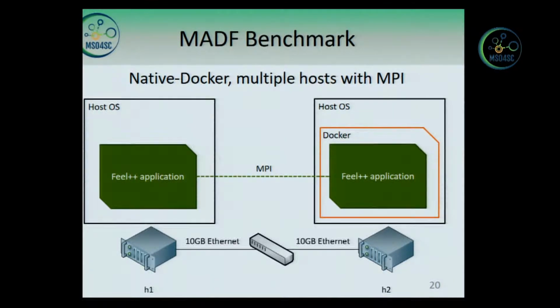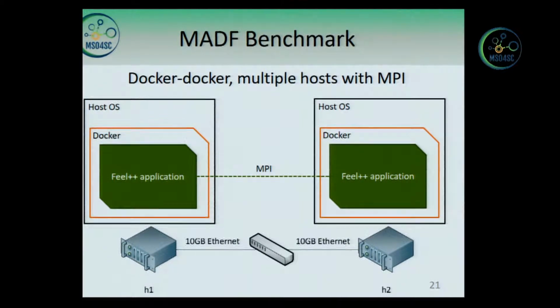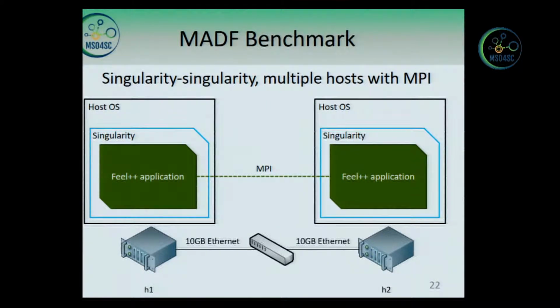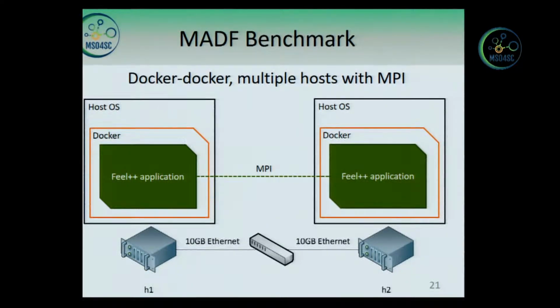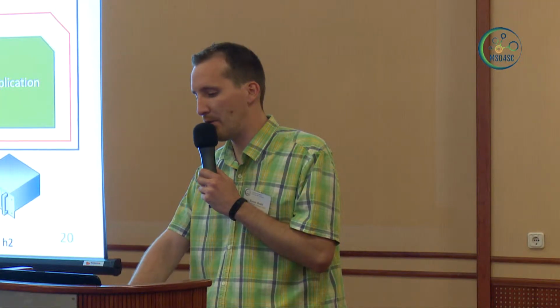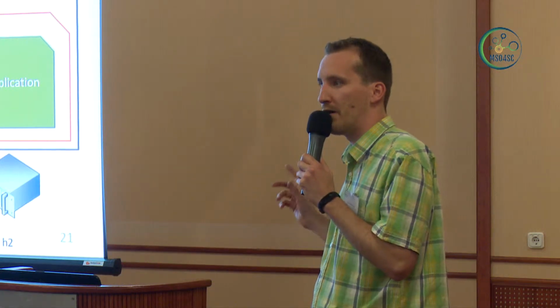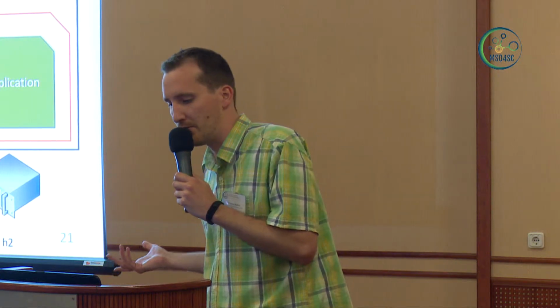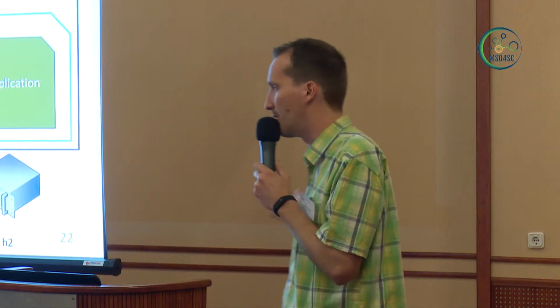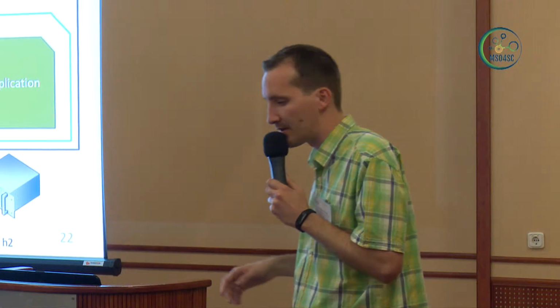I also did the same with Docker. Firstly, the Fil++ application running natively on one side and running inside Docker on the other host. And then running Docker on both of the hosts, and then running Singularity on both of the hosts. You may ask, there's something missing here, the native Singularity part. I didn't make that test because when I tested the native Docker setup and the Docker setup, they showed very, very little differences. So I don't think it's necessary to measure the Singularity and native one. It will yield the same results.